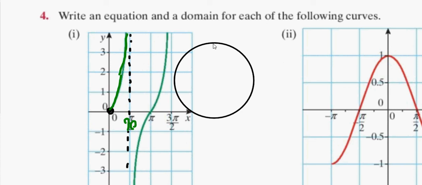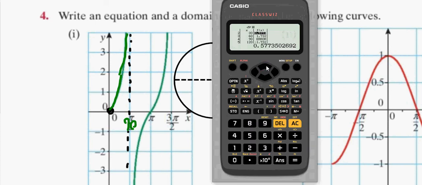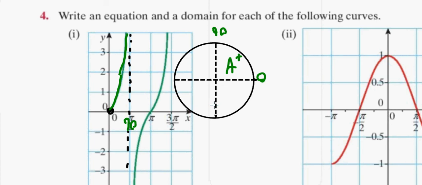Now here's how we know this is it. Okay, is tan positive from 0 to 90? Tan is positive, isn't it? And what happens to tan values as it gets bigger? Look, tan 30 is 0.57. Tan 60 is 1.73. Tan 89 is an absolutely massive number. Can anybody tell me why tan 89 is an absolute massive number? Tan 89 degrees.